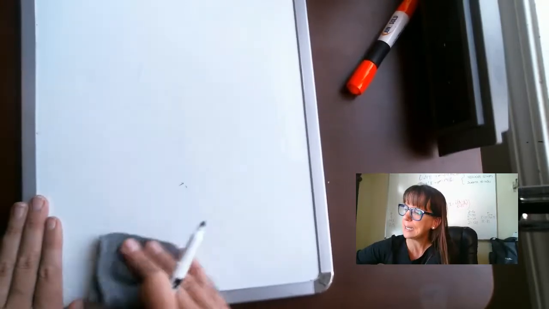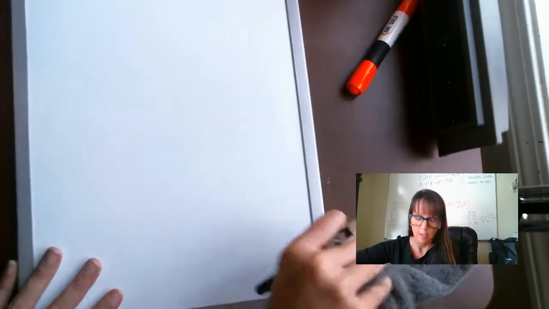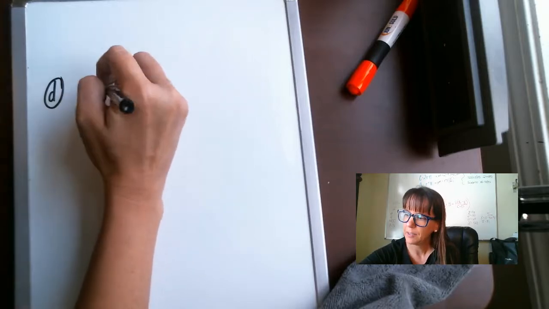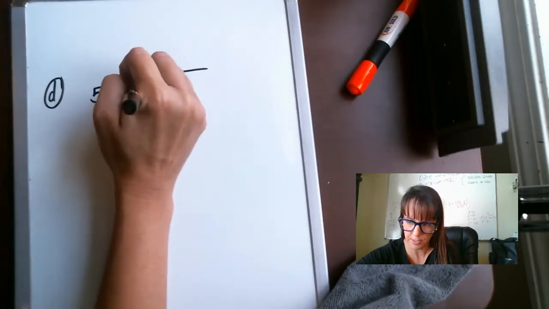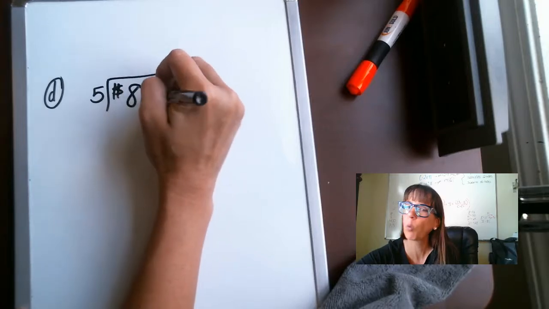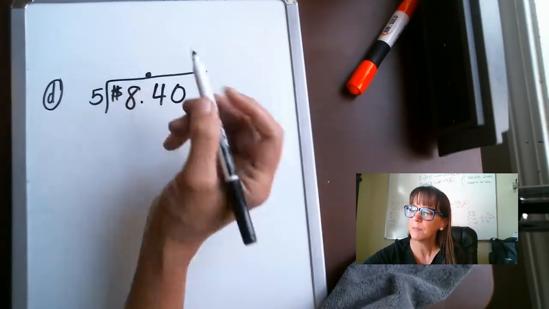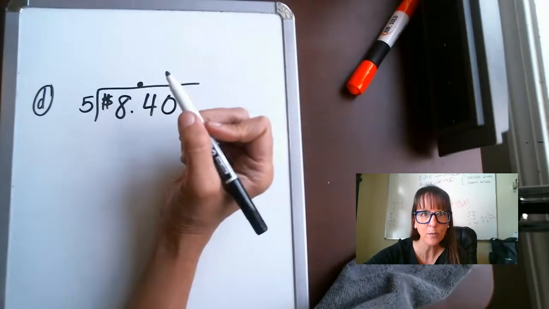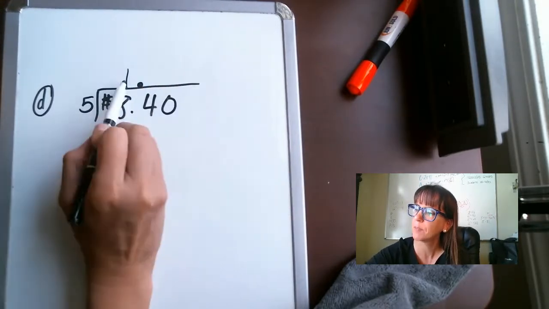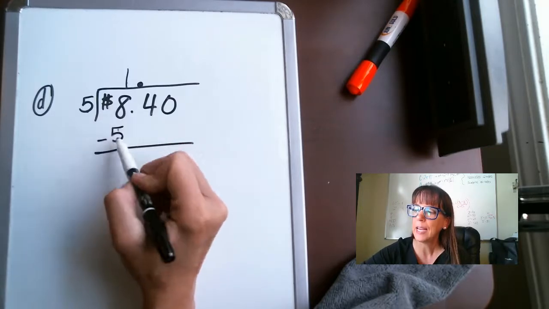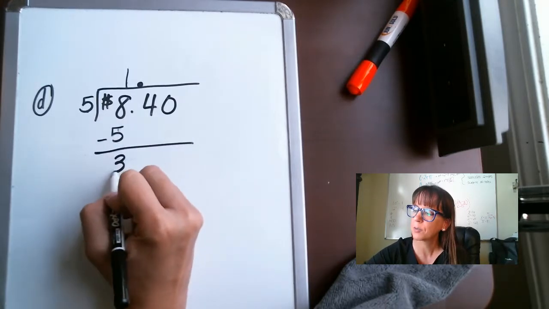So let's look at D now. D, we have $8.40 divided by 5. Now we go ahead and bring that decimal up here. How many times does 5 go into 8 without going over? 1 time. 1 times 5 is 5. 8 minus 5 will give us 3.